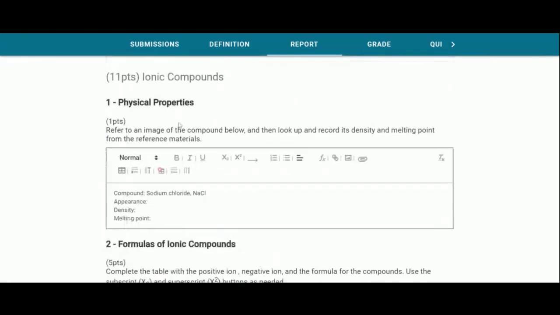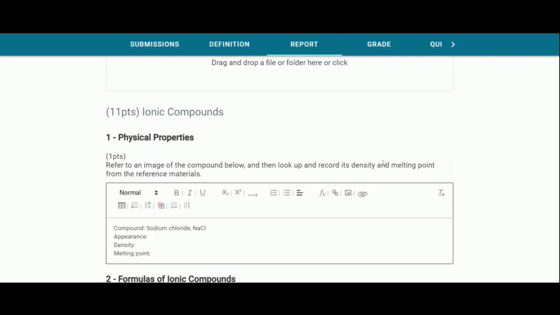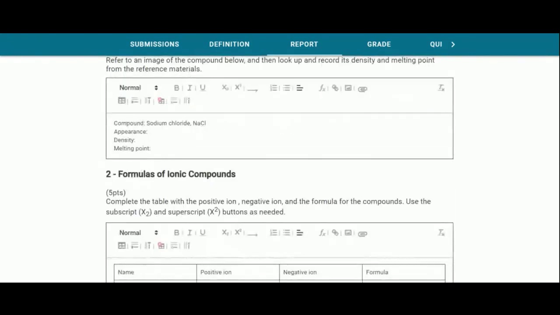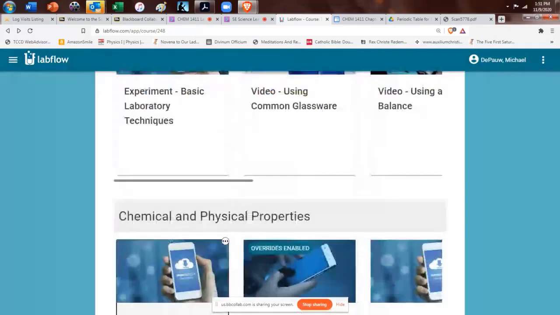After that, you're going to go to the Ionic Compounds section. Refer to an image of the compound below, then look up and record its density and melting point from the reference materials. The compound it wants you to look up is sodium chloride, NaCl. Honestly, you probably have seen that, so you probably don't even need to look it up. But there is actually a page specifically where it wants you to look.